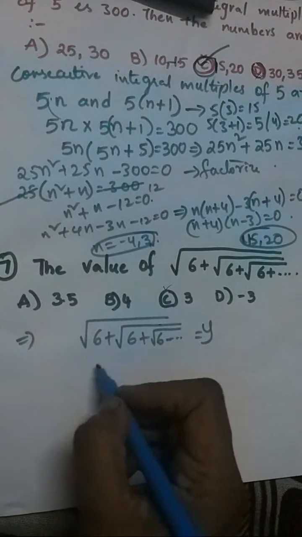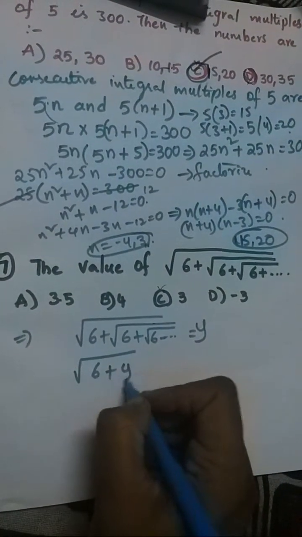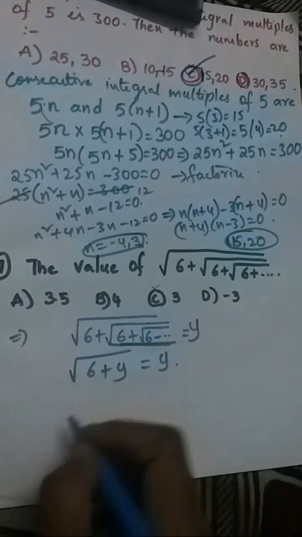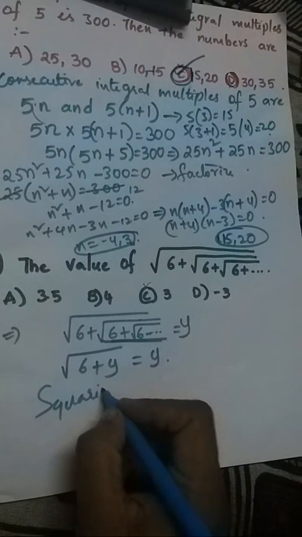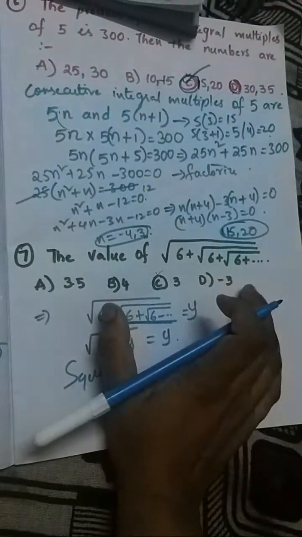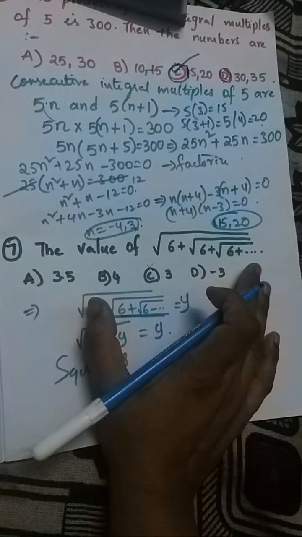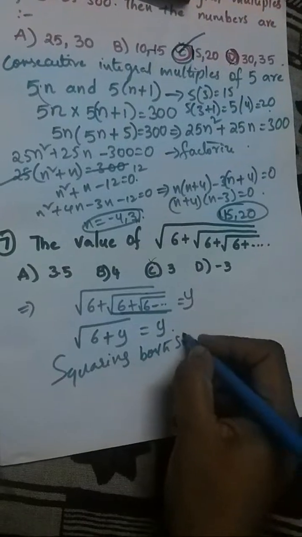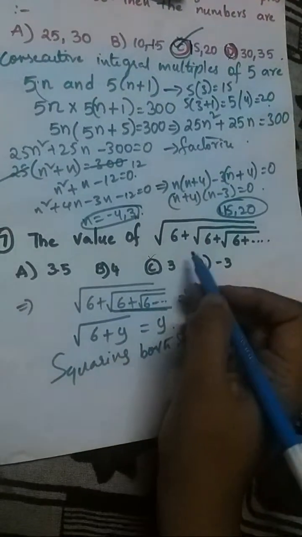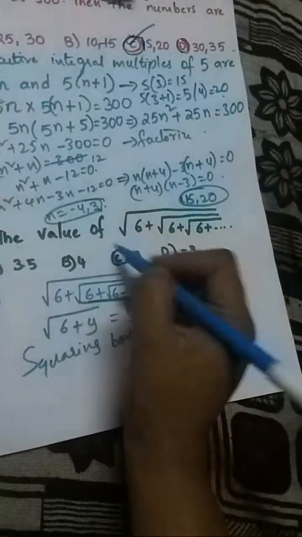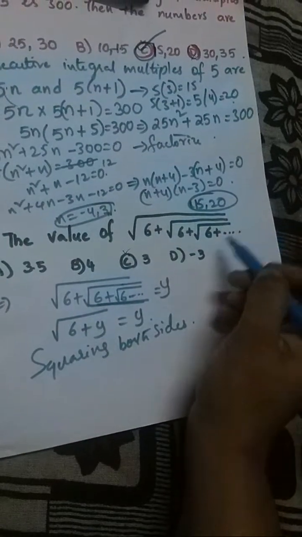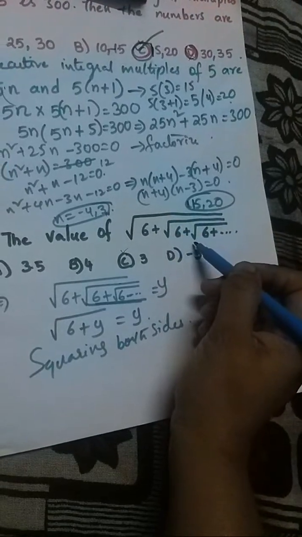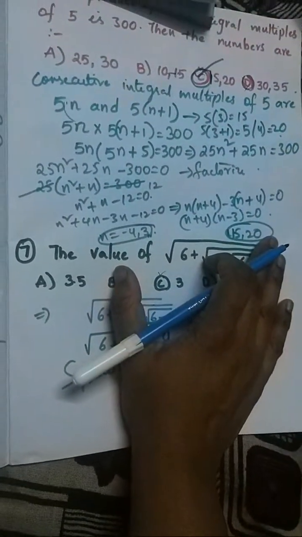Now I am taking root of 6 plus y. This term is taken as y, and this is equal to y. Squaring on both sides, it is very easy. By seeing the question it looks very hard and tricky, but it is a very easy question. First we take the whole term as y, and again we take these inner roots as y. This type of question is given in your exam.